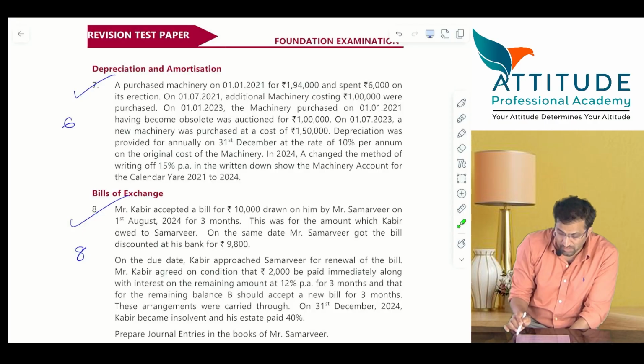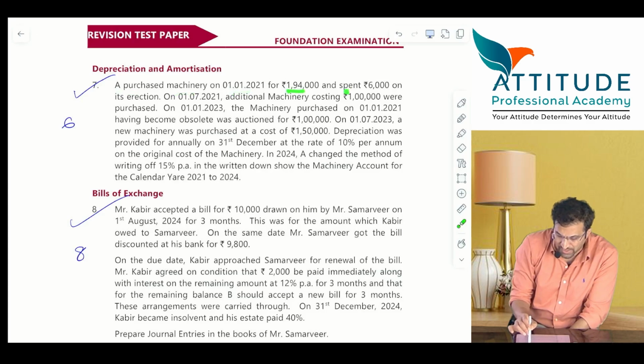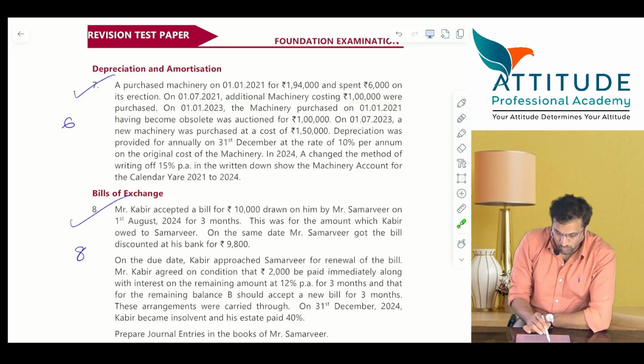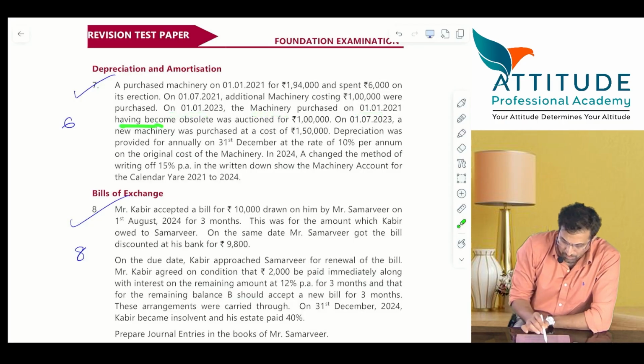Please concentrate here. A purchased machinery on 1/1/2021 for 1,94,000 and spent 6,000 on erection. On 1/7/2021, additional machinery costing 1 lakh was purchased. On 1/1/2023, the machinery purchased on 1/1/2021 became obsolete and was auctioned for 1 lakh. On 1/7/2023, a new machinery was purchased at a cost of 1,50,000.